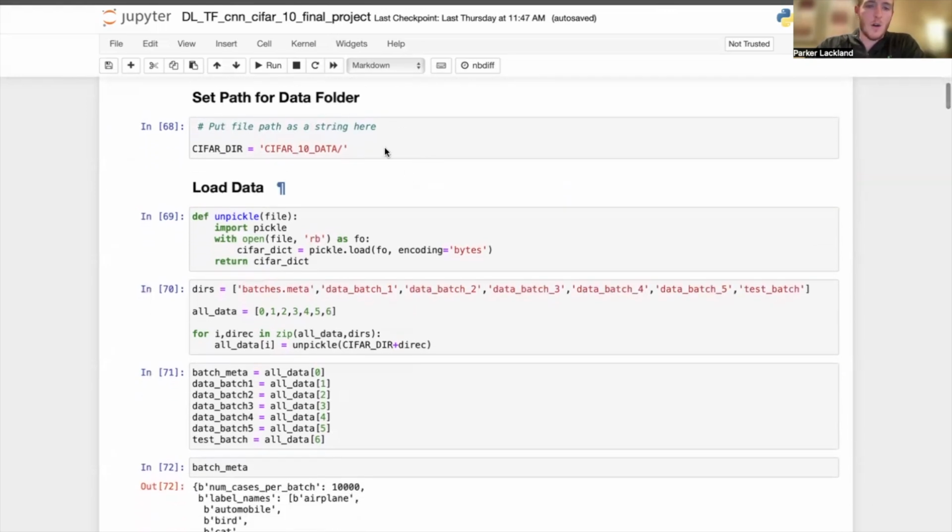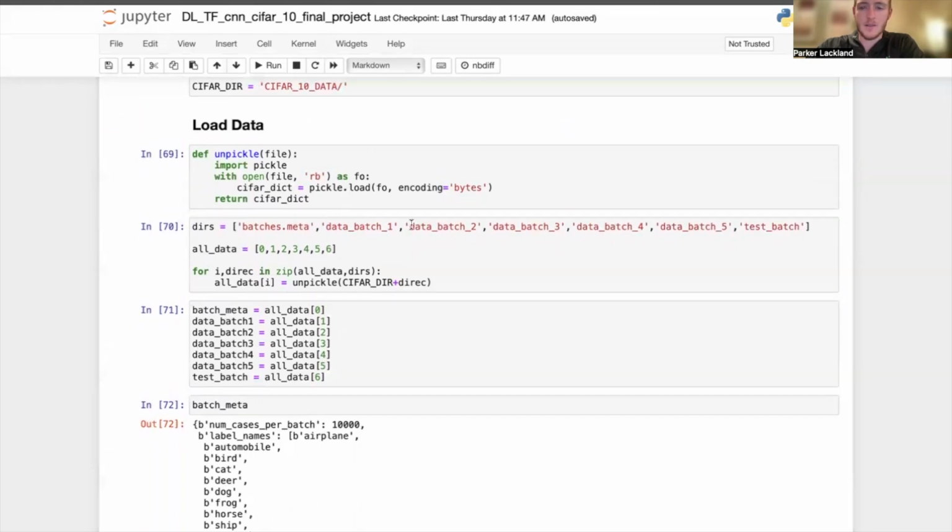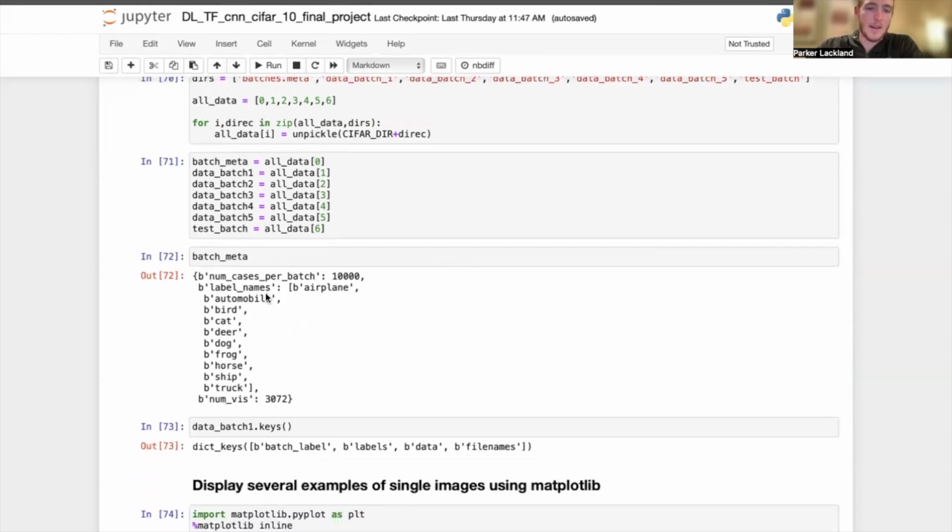Here you see all of the data pre-processing that was pretty much given to us. The data was loaded here. It was separated into different batches, which it was already separated into. All of these batches were then zipped together, and the labels were added to the data.